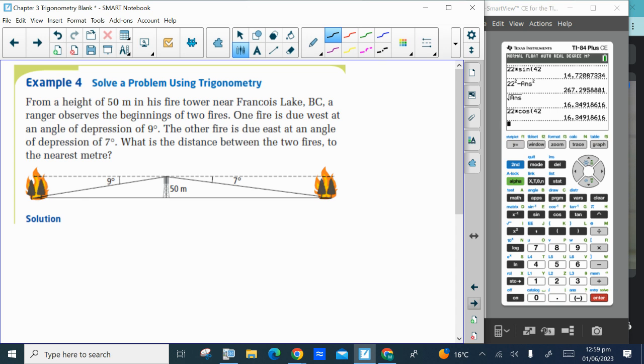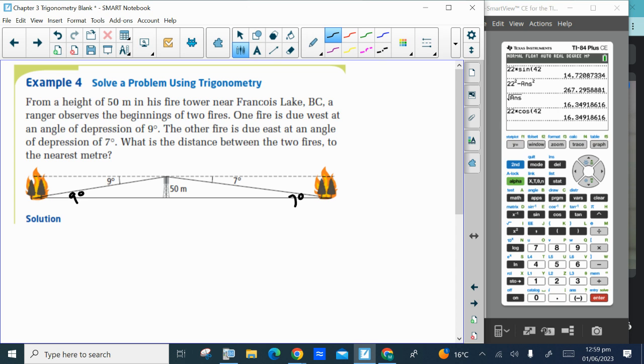So, from a height of 50 meters in his fire tower, a ranger observes the beginnings of two fires. One fire is due west at an angle of depression of 9 degrees, so that means the angle of elevation is also 9 degrees. The other fire is due east at an angle of depression of 7, so that means the angle of elevation is 7. What is the distance between the two fires?